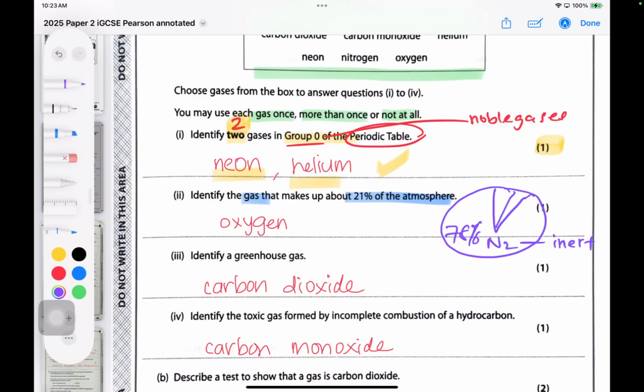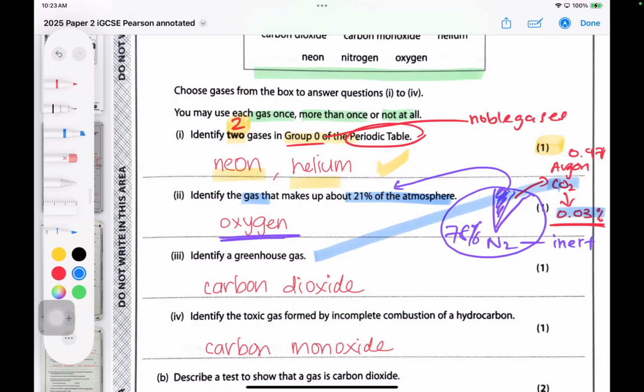Okay, then you have about 21% over here that occupies the environment as essential for our survival, and that's our oxygen. And over here we've got a mix of argon and carbon dioxide. Okay, carbon dioxide is the one that is in the lowest quantity, which is about 0.03%. Argon is 0.97%. It's actually a good thing that we have a very small percentage of carbon dioxide, 0.03%, because carbon dioxide here is our greenhouse gas.